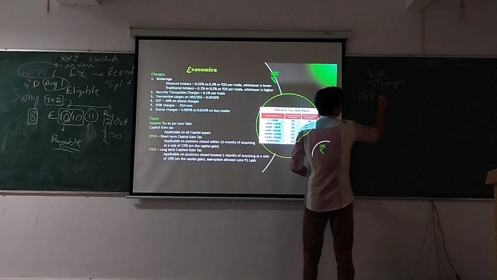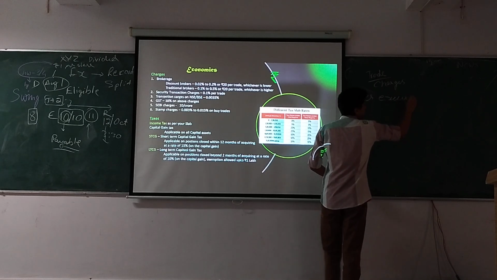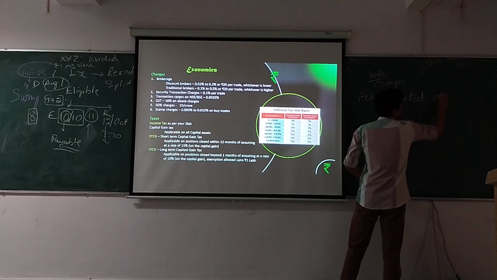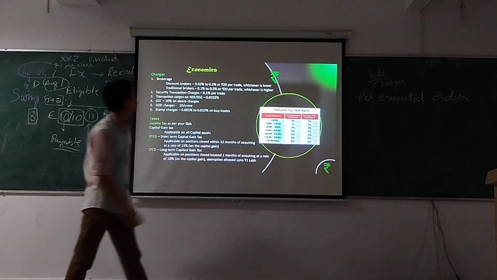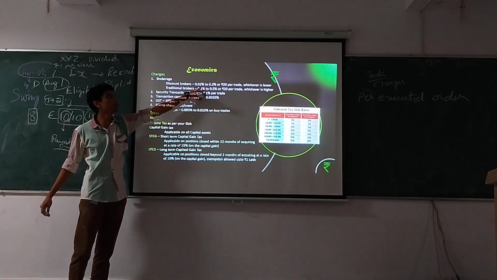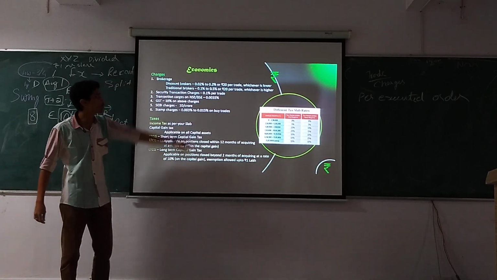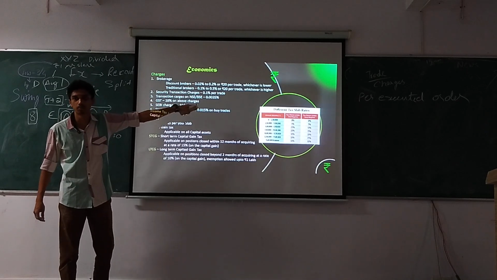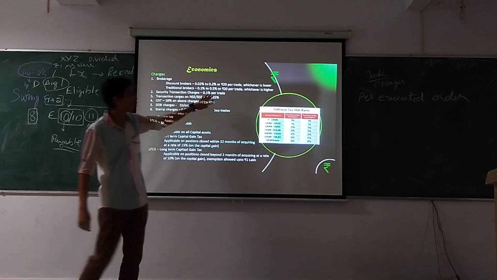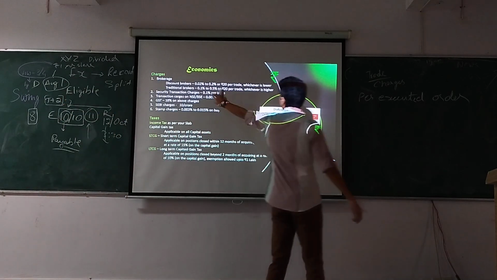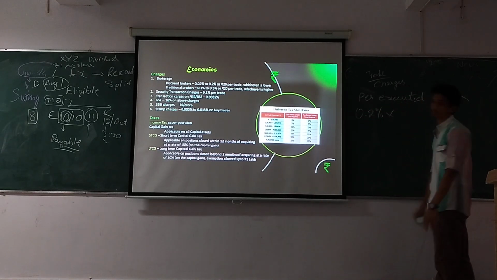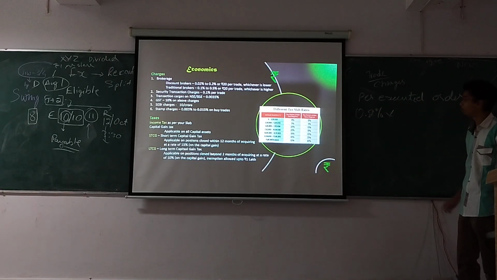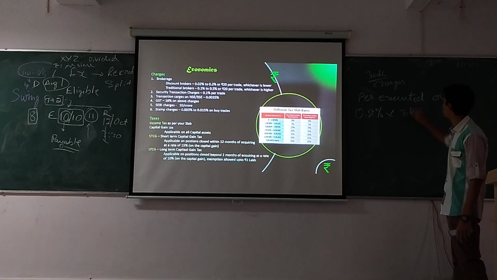Brokerage is on a per executed order basis. Brokerage for discount brokers is between 0.02 to 0.2% or 20 rupees, whichever is lower. So discount broker, let us say, on what is this 0.2%? The 0.2% will be on the total value of your trade.